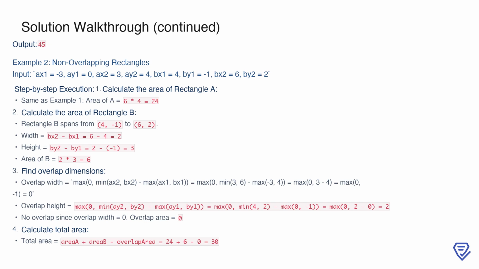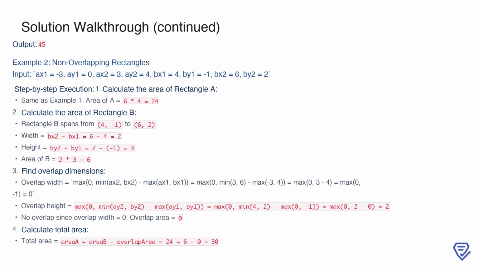Next, we check for overlap. The overlap width is determined by the maximum of 0 and the difference between the smallest top right x-coordinate and the largest bottom left x-coordinate. Here, the calculation results in -1, so the overlap width is 0. Similarly, the overlap height is determined as before, but since the width is 0, there is no overlapping region, and the overlap area is 0.